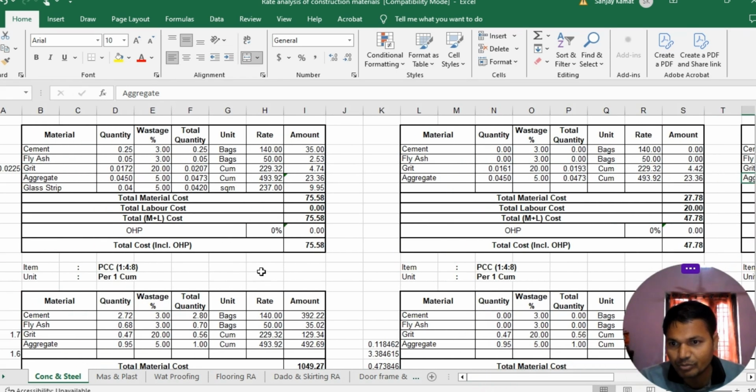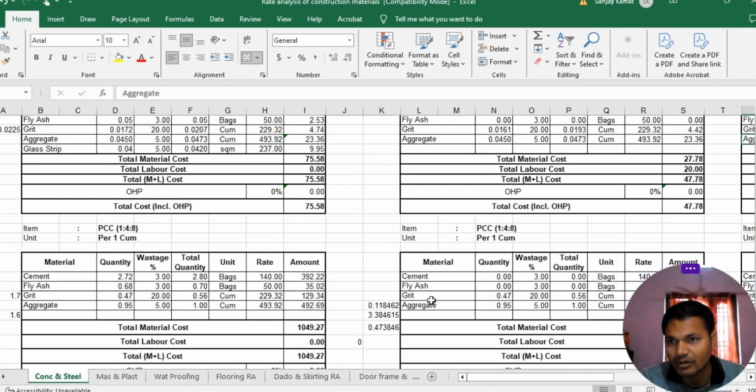Now we are going to prepare again the mix 4 to 8, 4 to 8. This is cement, this is sand, this is aggregate. So we are going to prepare the PCC.